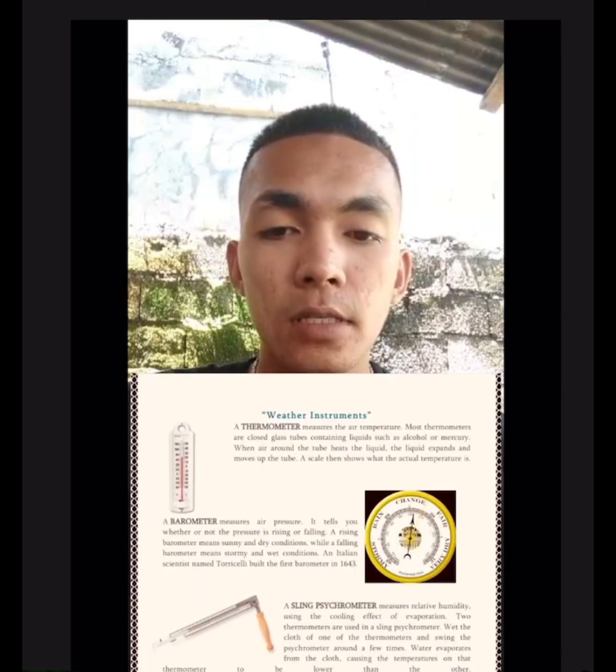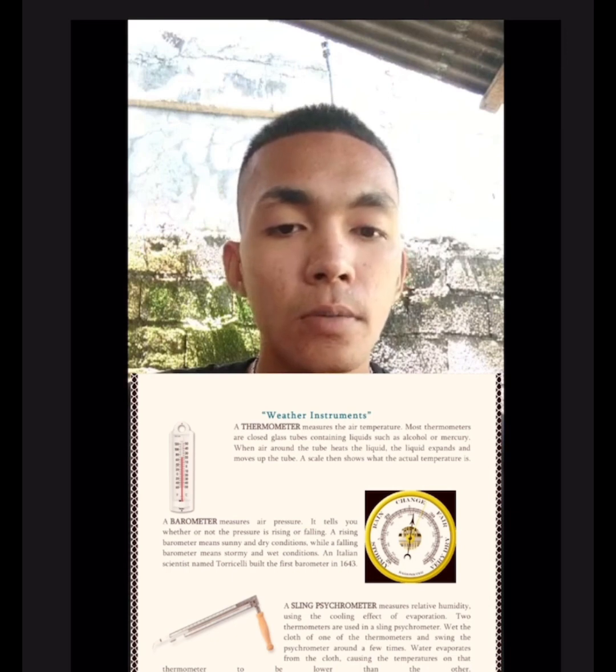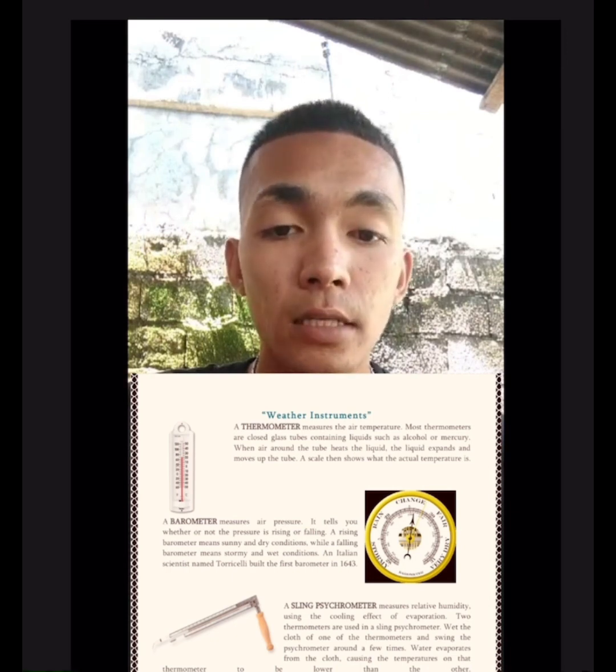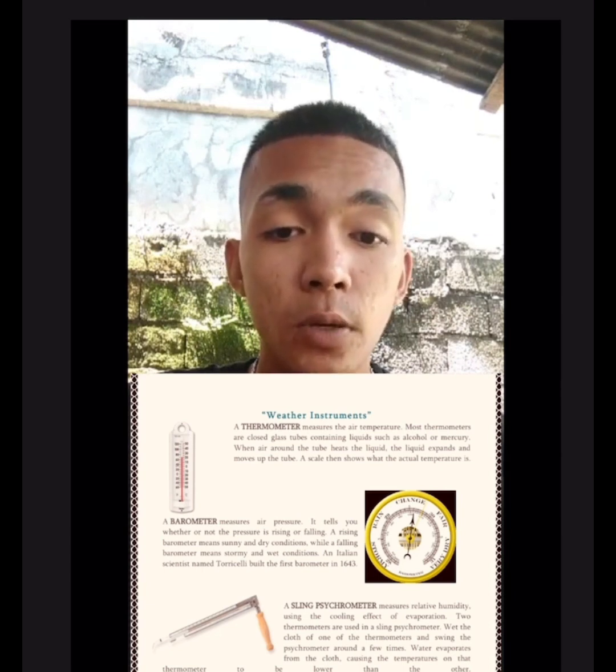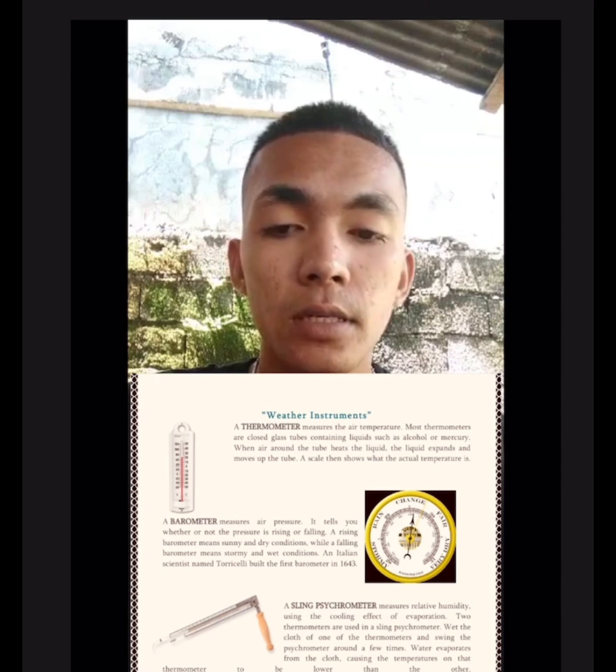So these are the weather instruments. First is a thermometer. A thermometer measures the air temperature. Most thermometers are closed glass tubes containing liquids such as alcohol or mercury. When the air around the tube heats, the liquid expands and moves up the tube. A scale then shows what the actual temperature is.